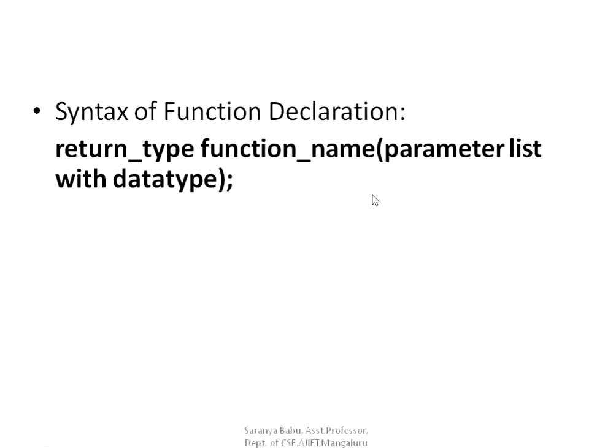This is the syntax. First, what comes? Normally for variable declaration, I told you data type and variable name, correct? Here also it is a data type, but we call it the return type: what that function is returning. If the function returns any value, the data type of that value is the return type of the function. So: return type, function name, and in the brackets you give the parameter list with data types.